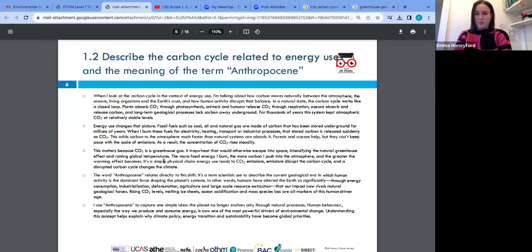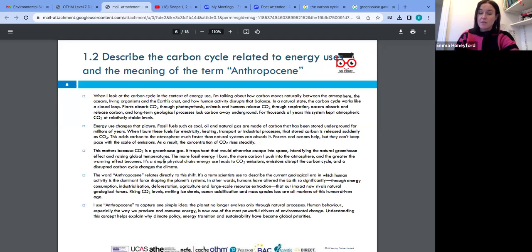A way to explain this is through the word Anthropocene. This explains the shift. It's a term that scientists have developed to describe the current geological era in which human activity is a dominant force shaping the planet's systems. In other words, humans have altered the Earth so significantly through energy consumption, deforestation, industrialization, agriculture, and large-scale resource extraction that our impact now rivals natural geological forces.